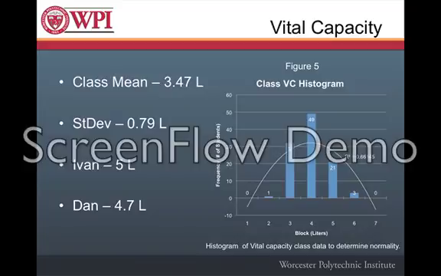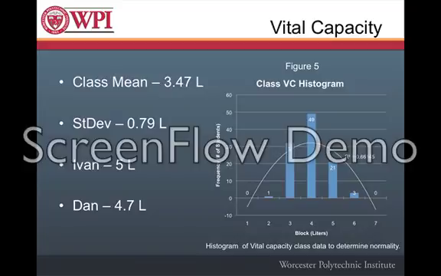The figure to the right is a histogram, where bins are vital capacity ranges, and frequency is the number of students within each range. For example, only 1 student had a vital capacity between 2 and 3 liters, while 32 students had vital capacities between 3 and 4 liters, and so on.